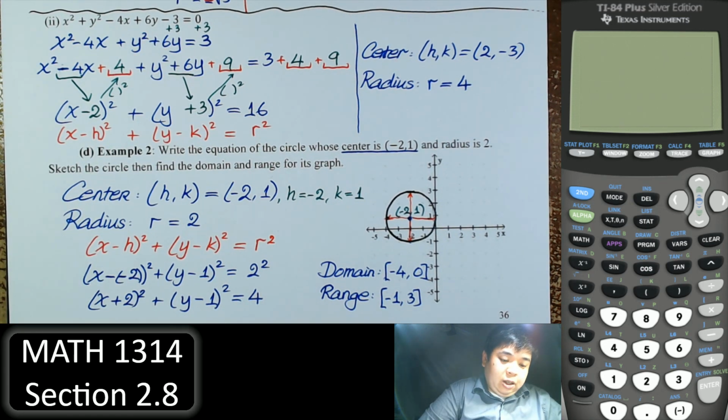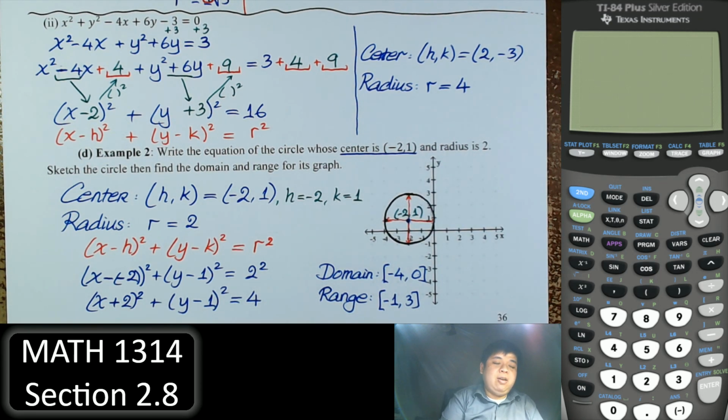So that is the domain and the range for the graph of the equation of a circle. It is not a function, obviously. It fails the vertical line test. But that's all we have for section 2.8.